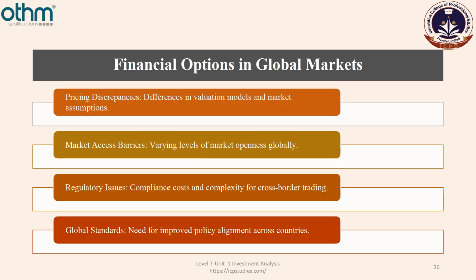Now we have some financial options in the global market. First, we have pricing disparities, in which there are some differences in valuation models and market assumptions. Then, if we talk about market access barriers, there are varying levels of market openness globally. If we talk about regulatory issues, then we have the compliance cost and complexity for cross-border trading. Then we have global standards, which means there is a need to improve policy alignment across countries.